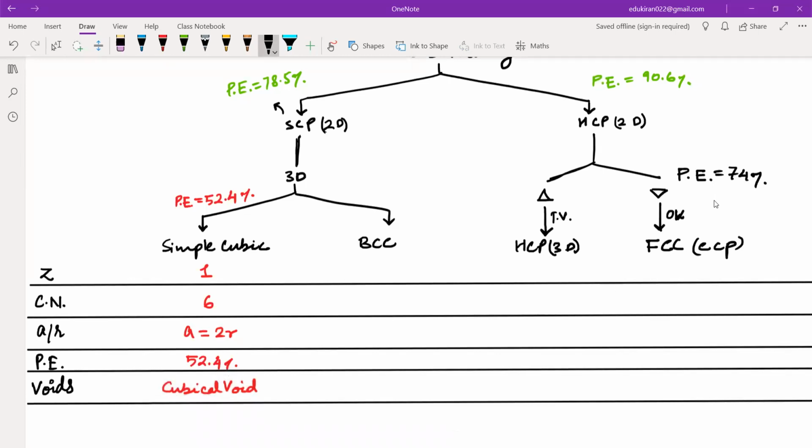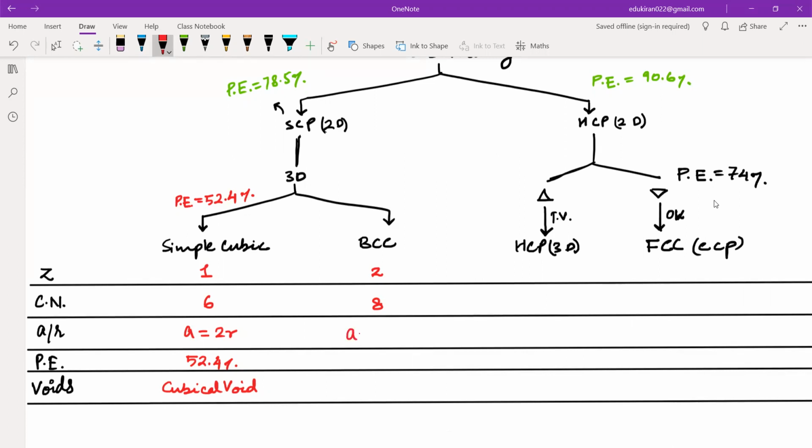What is the Z here for BCC? Body centered cubic. Z is 2. Coordination number. Here it is 8. And the relationship between A and R, A is equal to 4 by root 3 R.